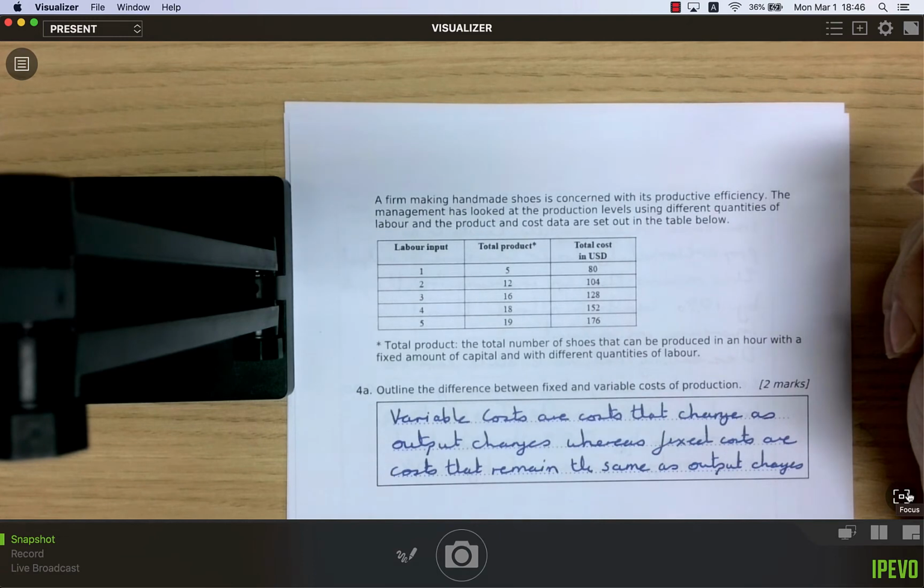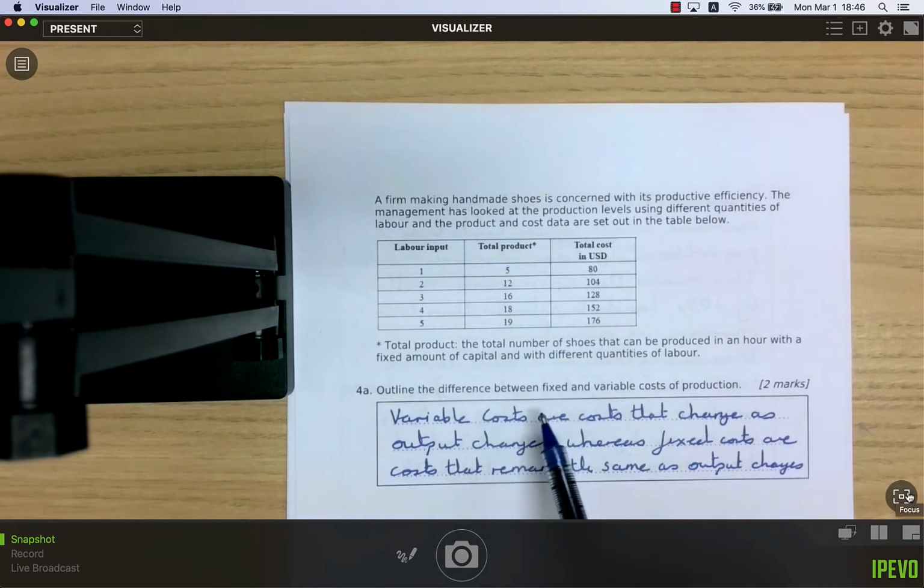Now, outline the difference between fixed and variable costs of production. I have said this already, delighted to say it again. Variable costs are costs that change as output changes, whereas fixed costs are costs that remain the same as output changes.